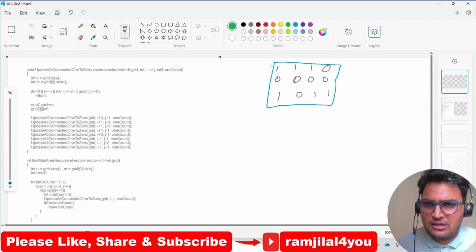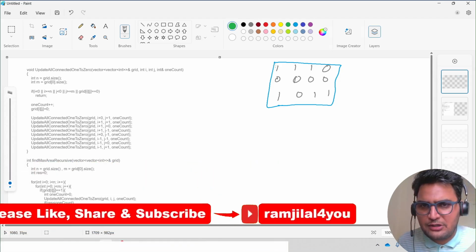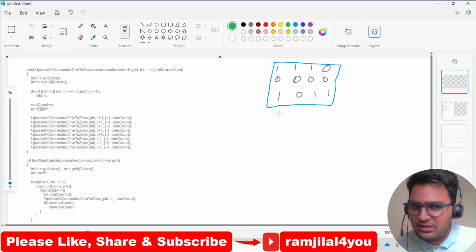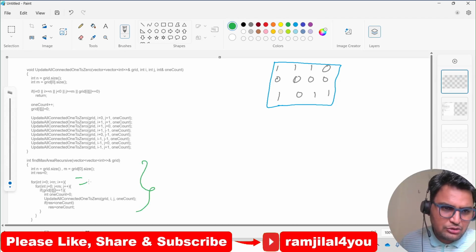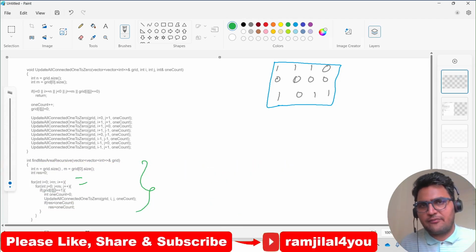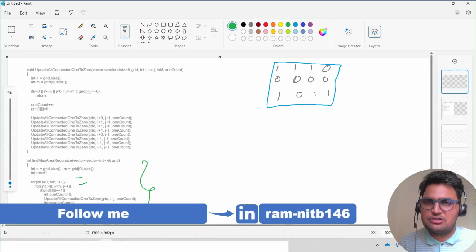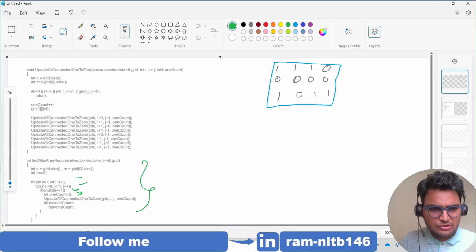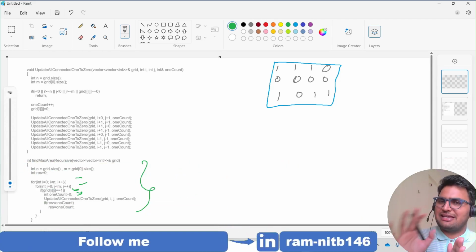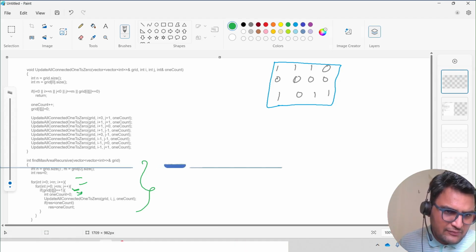What I'm doing here: first, I will check each and every node. For this I have this algorithm here with two loops, because when we have to traverse a matrix we use two loops, one for the row and one for the column. Here, if we encounter a one, we will increment the region count. Then we will start calculating the area of the region, or the count of the ones in that region.